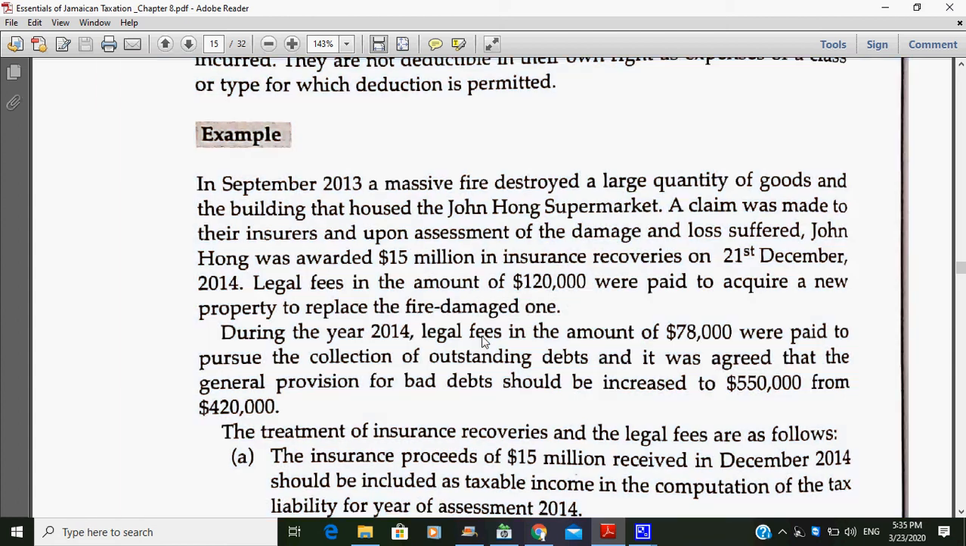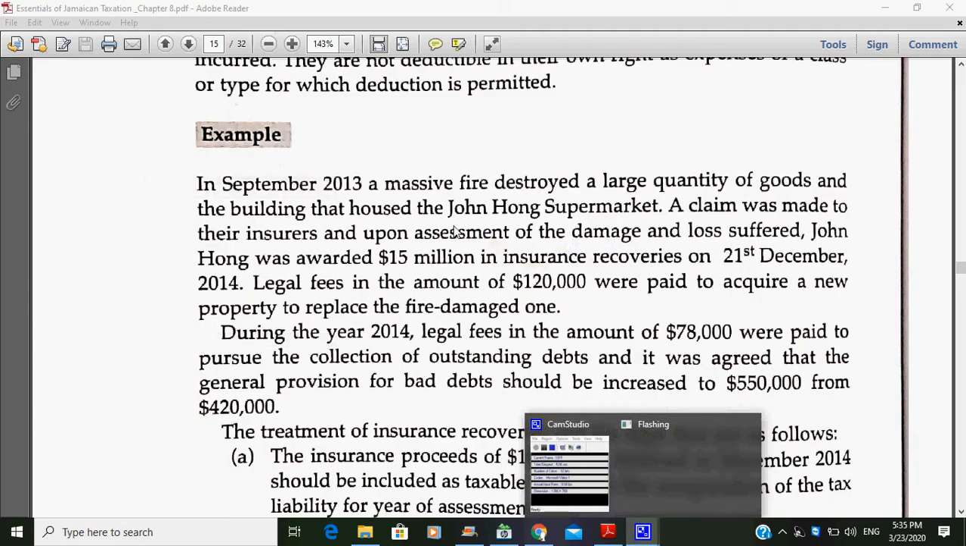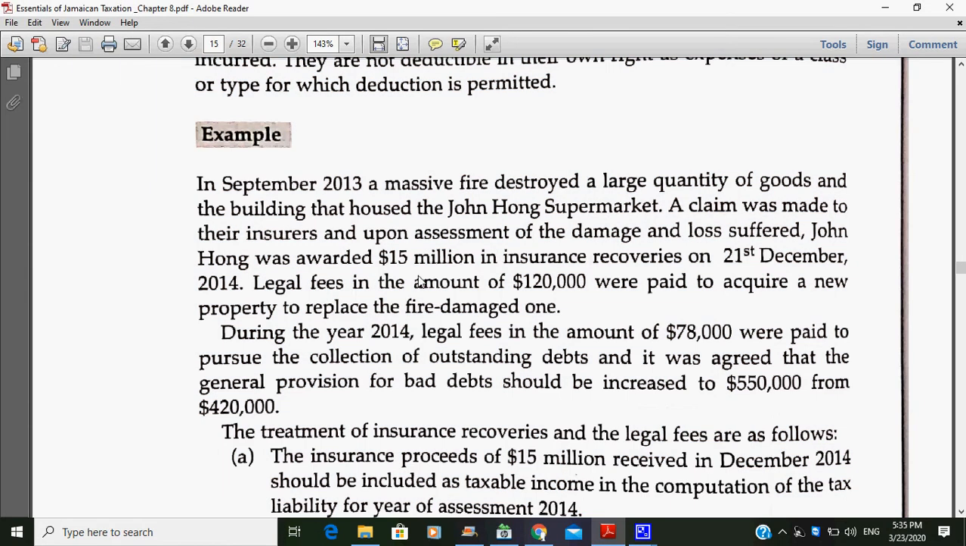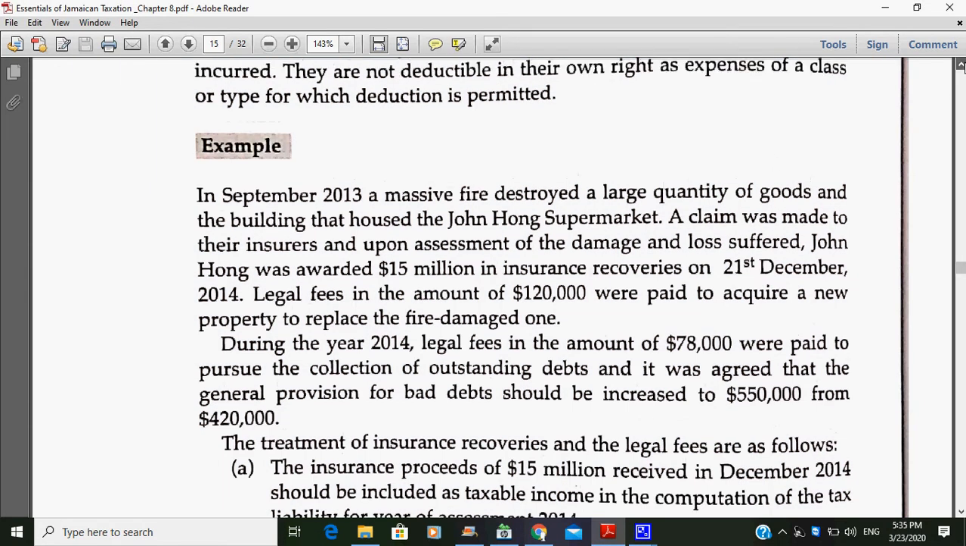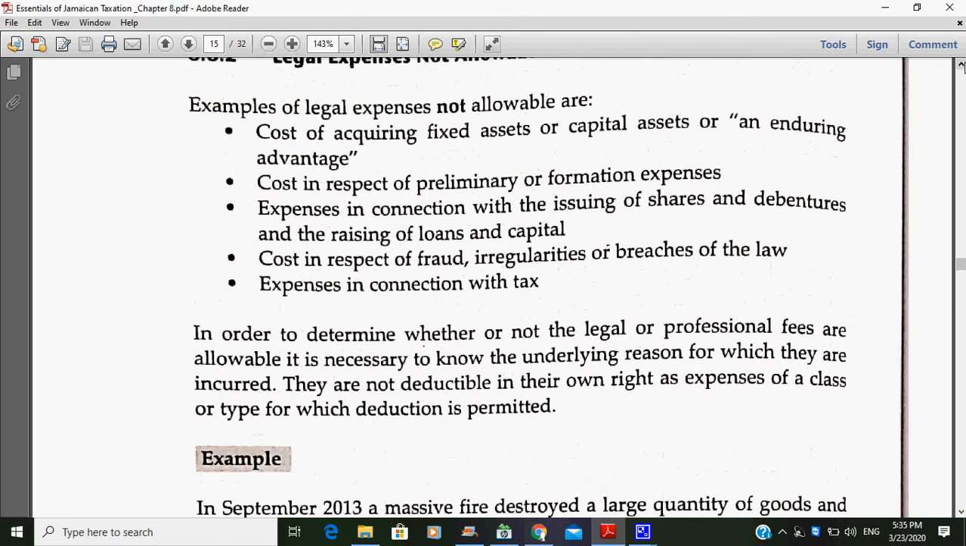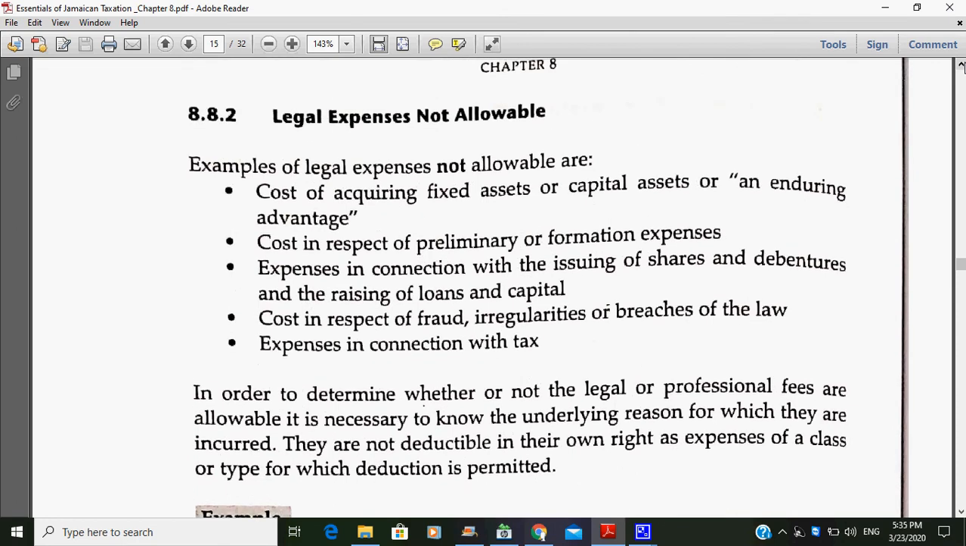We're going to go to part 2 of our recording, gentlefolks. In the previous clip, we were looking at expenses, allowable and not allowable, right? Let's look at an example here.